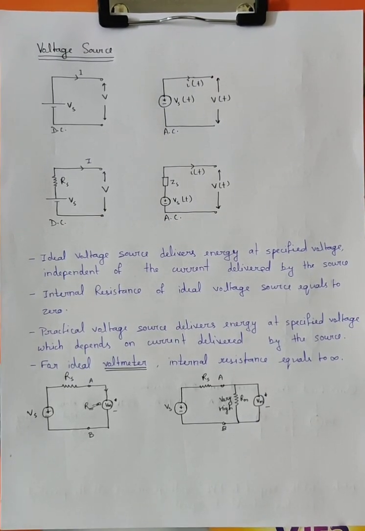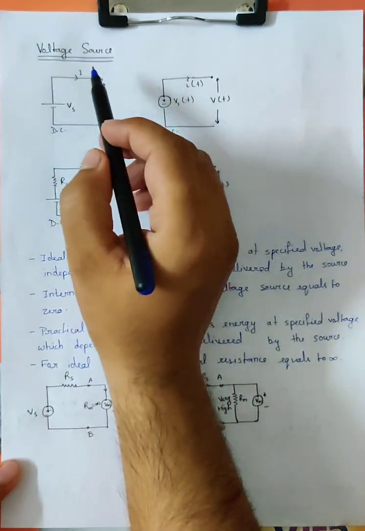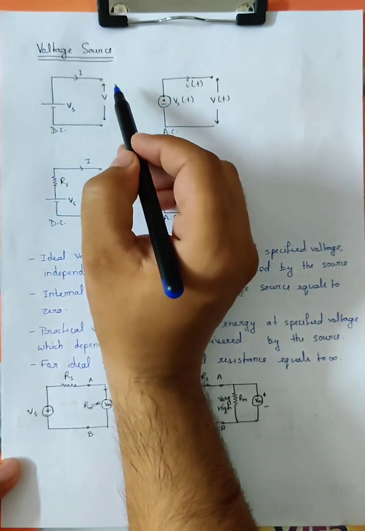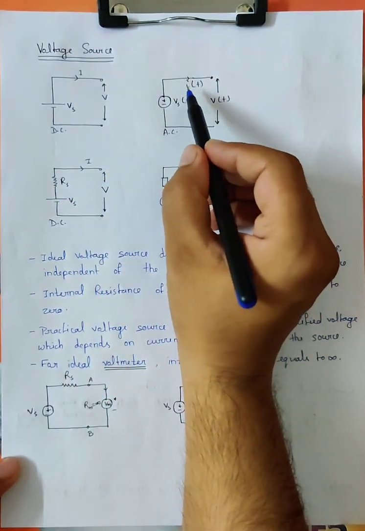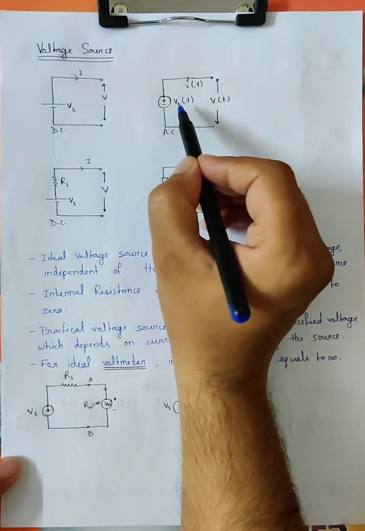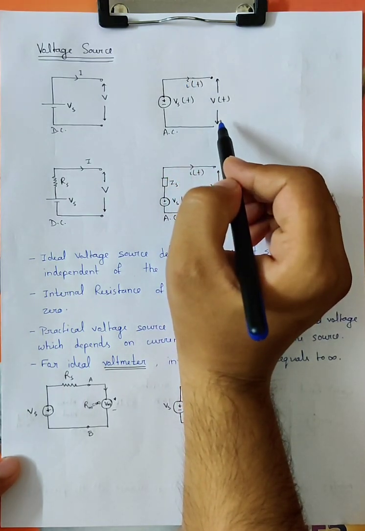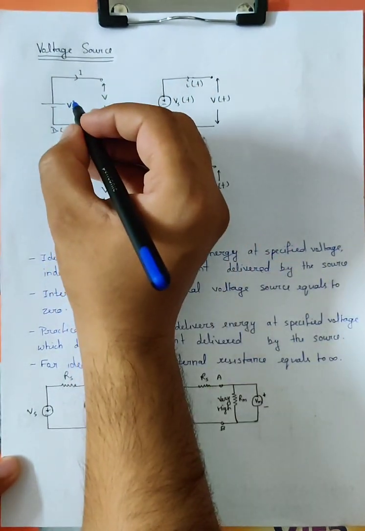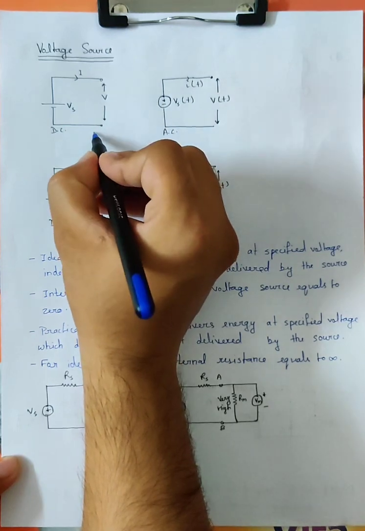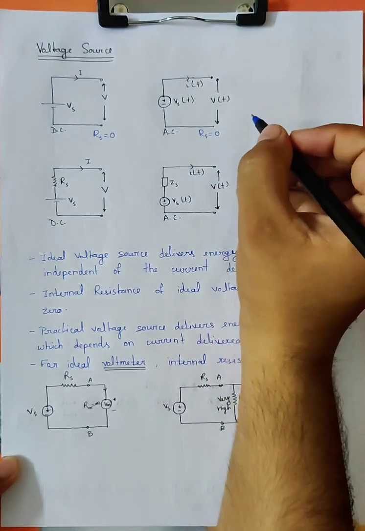The next discussion will be about voltage source and current source along with voltmeter and ammeter. Here is the voltage source Vs, which is supplying current I, and the voltage across the terminal is V. This is a DC circuit. This is an AC circuit. The voltage source is Vs(t), the current supplied is i(t), and the voltage across the terminal is v(t). The internal resistance Rs in this voltage source is 0. Similarly, here also it is 0.